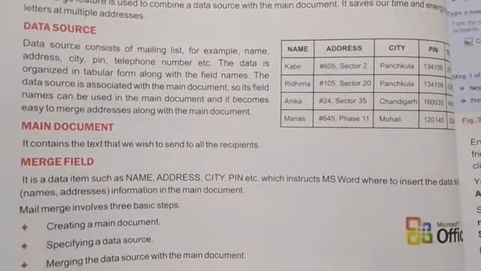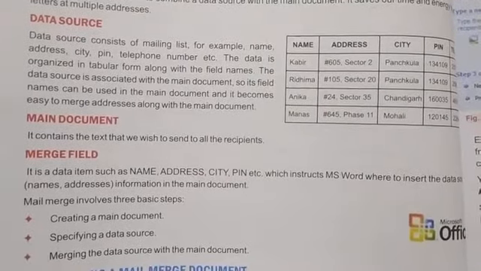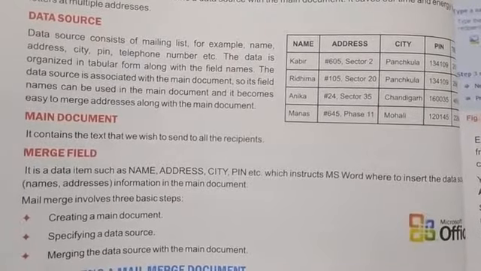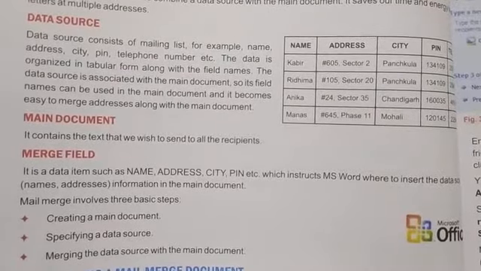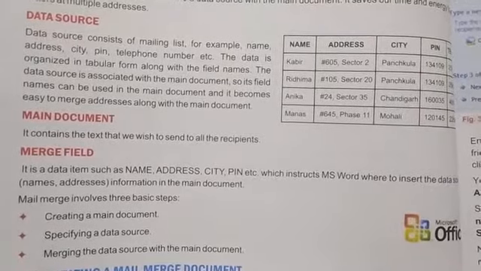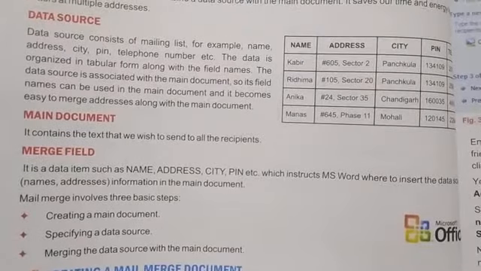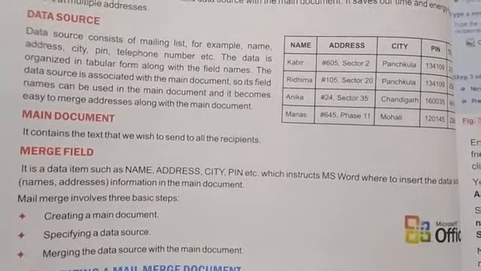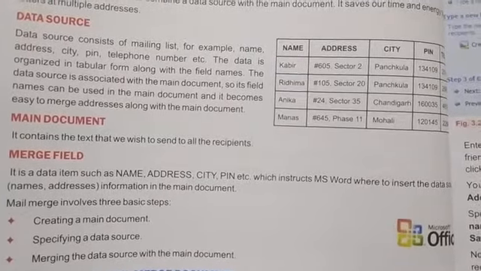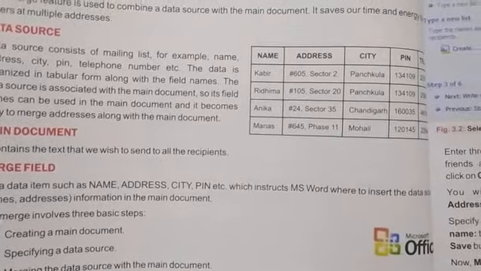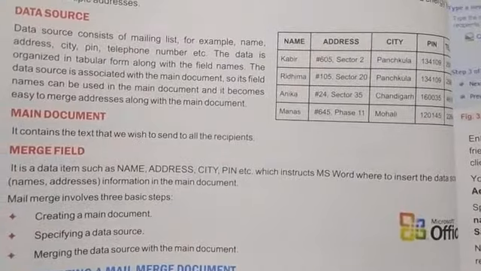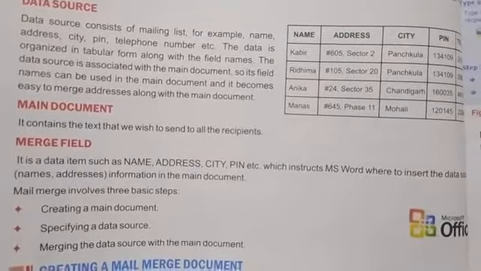Okay, so mail merge involves 3 basic steps. First of all, you have to create a main document. Main document means your letter which is to be sent. Next, specify the data source, means you have to create a recipient list who will receive your letters. Okay, so you can define your fields according to your requirement, like name, address, city, pin, email, etc. And then, merging the data source with the main document.